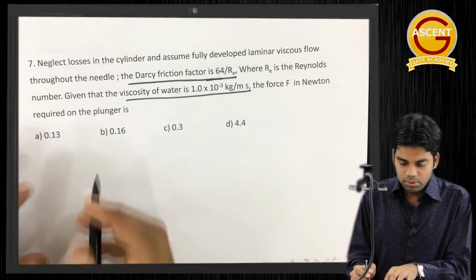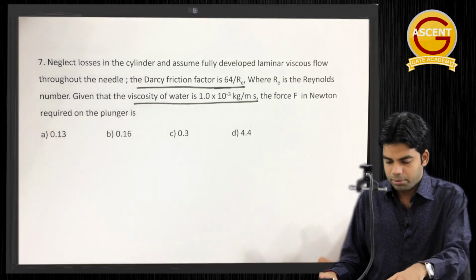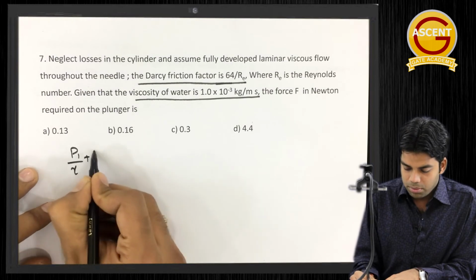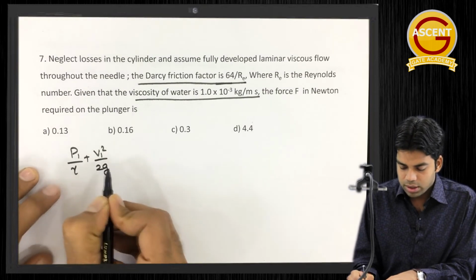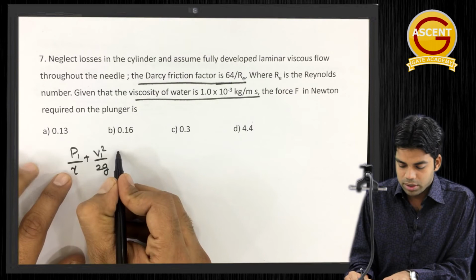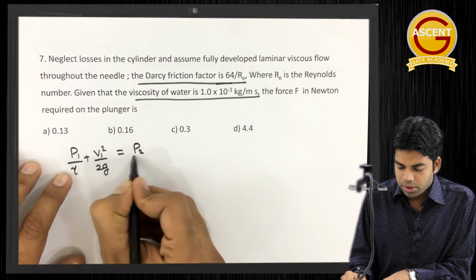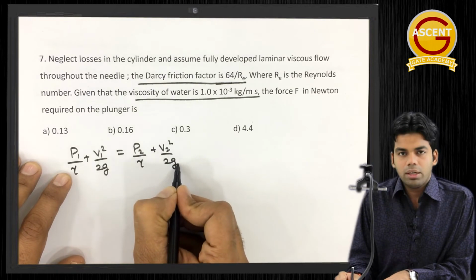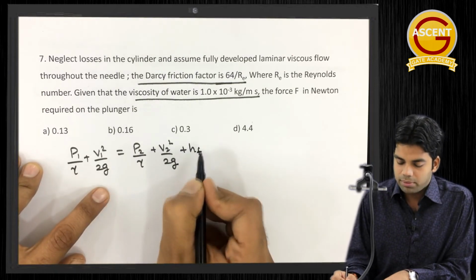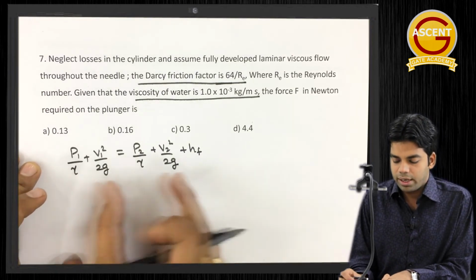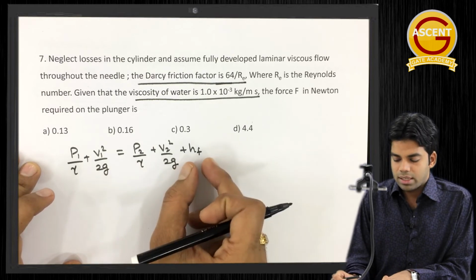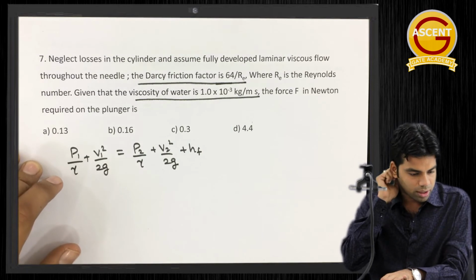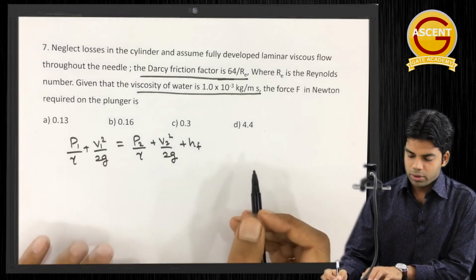So the final equation will become P1 by gamma plus V1 square by 2G, this is the total initial energy, initial head you can say, is equal to P2 by gamma plus V2 square by 2G, plus loss in head. Only then will the initial head be equal to the final head, because there is HF amount of loss in head. Now how to calculate this HF? I have told you the process.